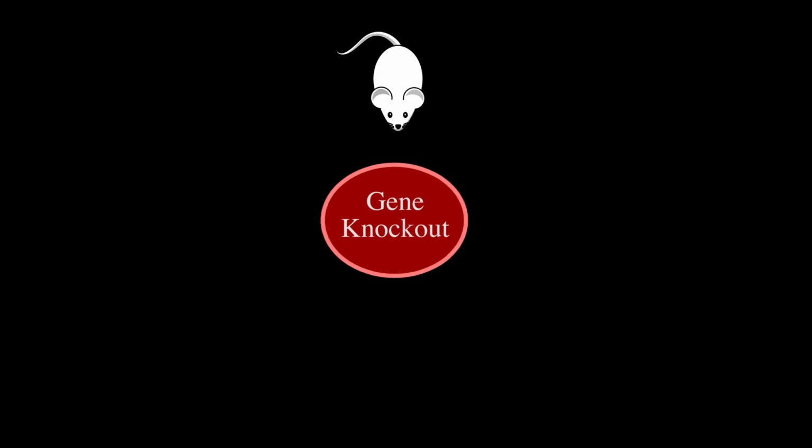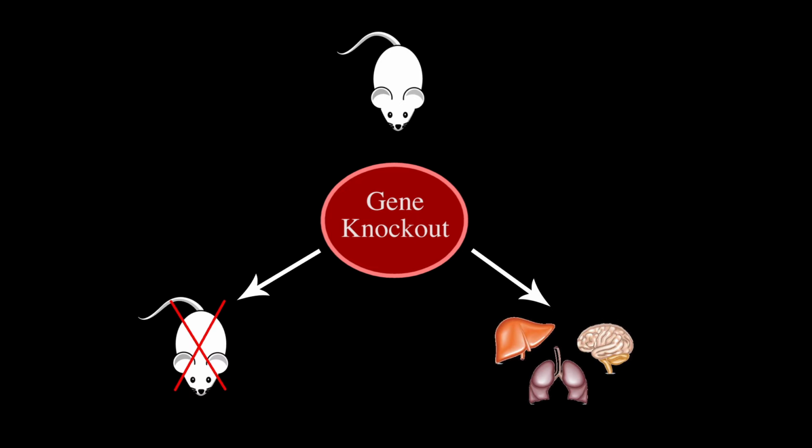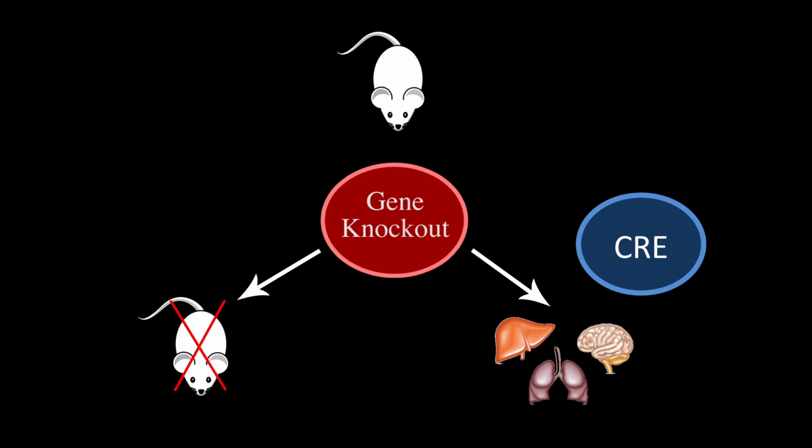Previous genetic knockout experiments were restricted if the genes of interest were necessary for embryonic survival, or if the gene in question functioned in multiple tissues or cell types. Cre-Lox made it possible to conditionally knock out genes solely in subsets of cells where Cre-recombinase is expressed.